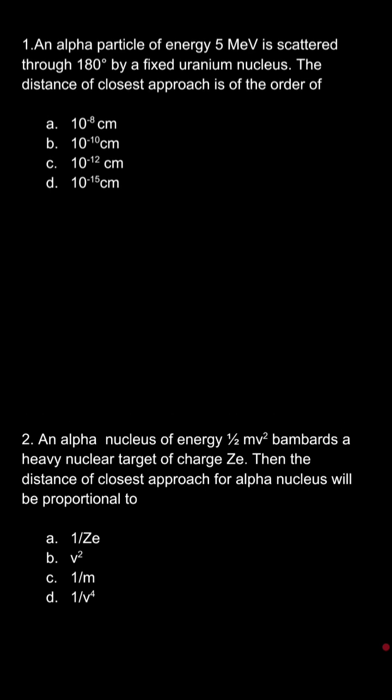Now coming to our second question. This question says that an alpha nucleus of energy half mv square bombards a heavy nuclear target of charge Ze. Then the distance of closest approach for the alpha nucleus will be proportional to what? Which of the following options?